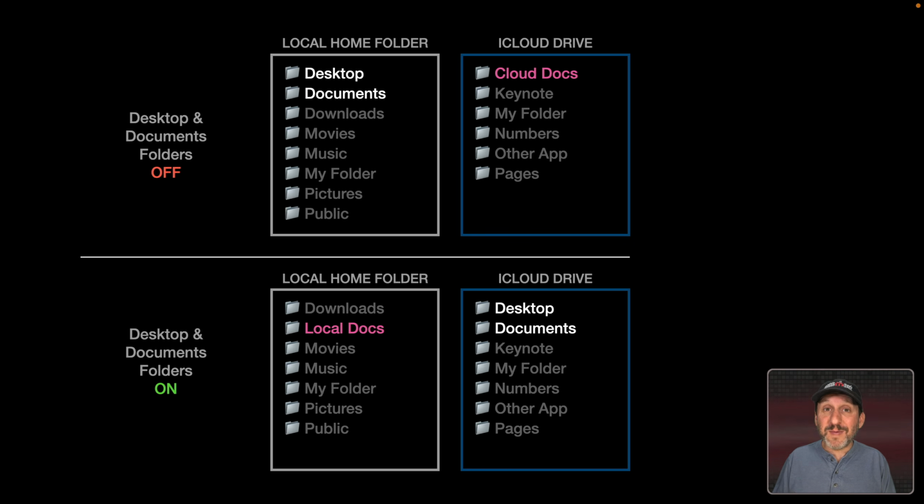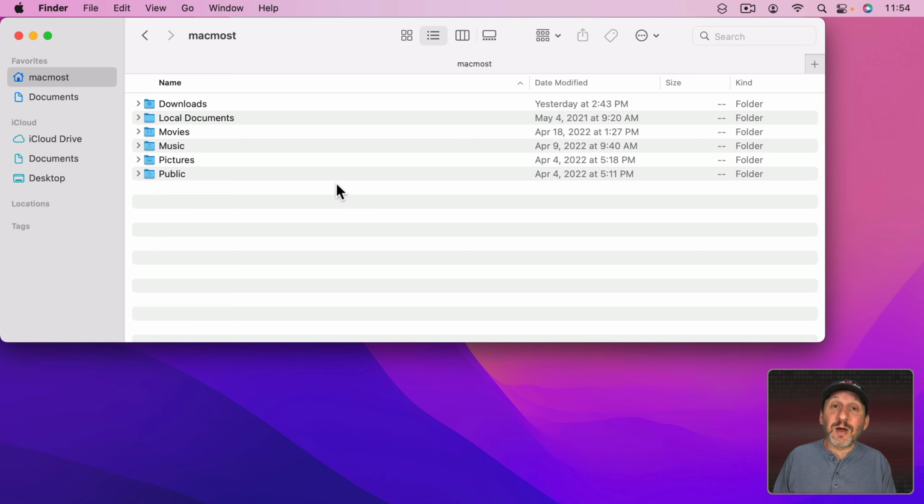When I create a new document, I can choose whether to save it in my Documents folder, which is in my local home folder, or in this Cloud Docs folder I created. At the bottom, I've got Desktop and Documents turned on, so Desktop and Documents are in iCloud Drive. But that doesn't stop me from creating something called Local Docs or any name I want in my local home folder, and then choosing whether to store something in Local Docs or in the Documents folder in iCloud Drive. It's up to me.